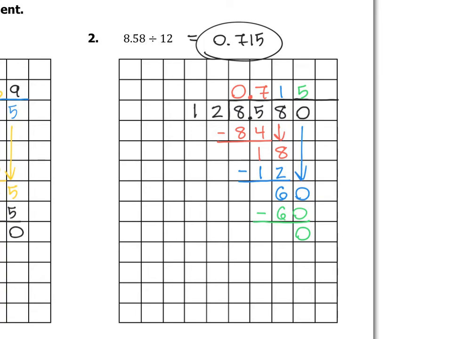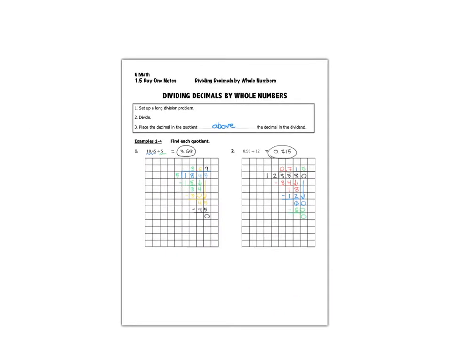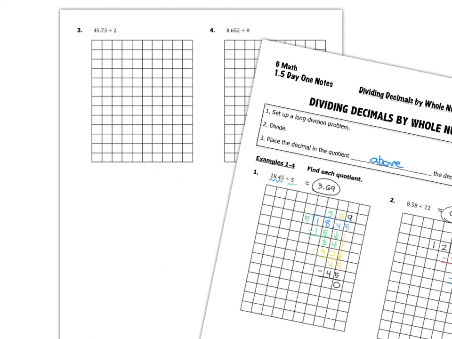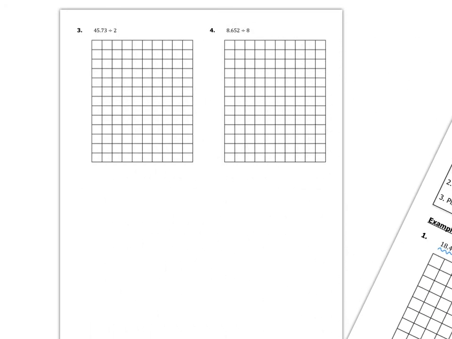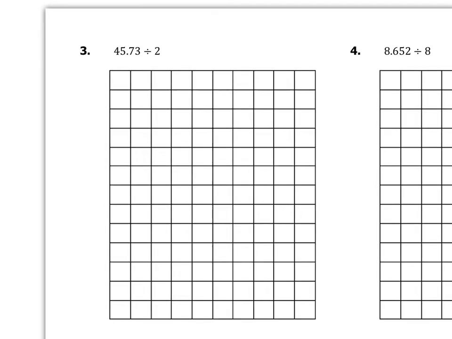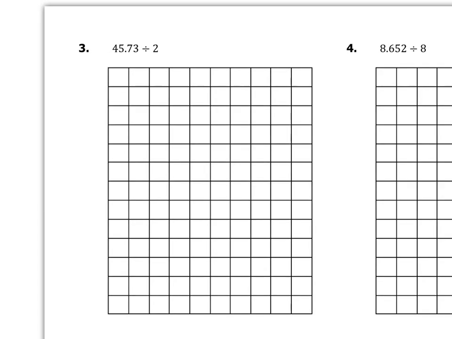Okay, now we'll take a look at number 3. So here we have 45.73, and we're dividing by 2. So I'm going to set up this problem with my 45.73 in my long division house. On the outside, I'll place my 2, and again, my decimal point goes directly above my decimal point in my dividend.